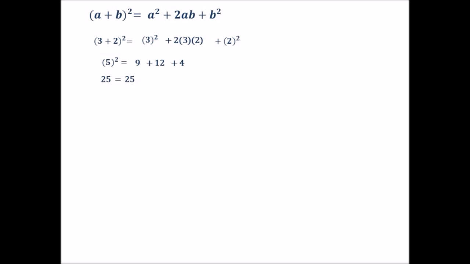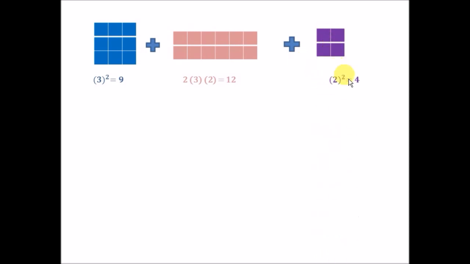Now let's validate the identity with the help of pictorial demonstration. First we had a² as 3², which equals 9. So a square of 3 by 3 having 9 blocks, plus 2ab, 2 into 3 into 2, 2 3s are 6, 6 2s are 12. So we'll get a rectangle having 12 blocks, plus b² was 2², which equals 4, a square having 4 blocks. Now combining these three, we should get a square of 5 by 5, that is having 25 blocks.